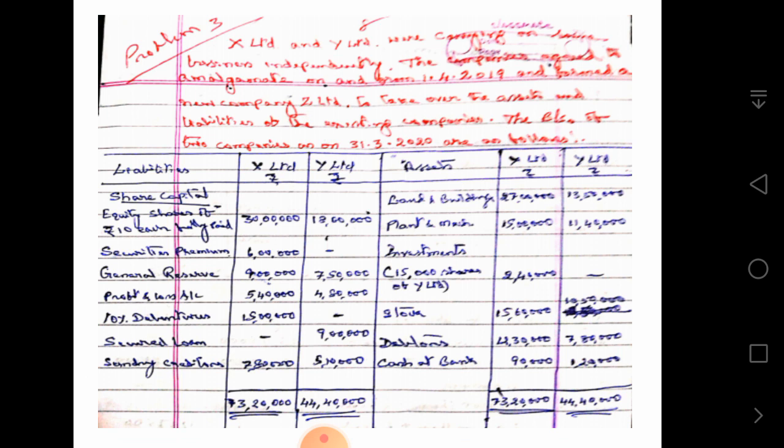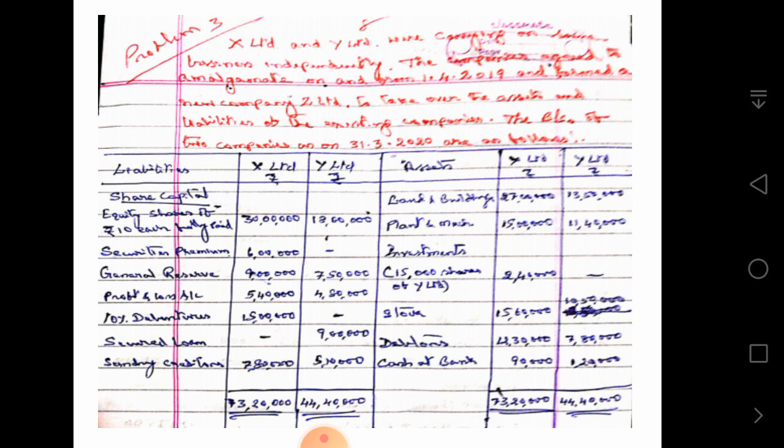Share capital: equity share capital 30 lakhs and 18 lakhs, securities premium 6 lakhs and nil, general reserve 9 lakh and 7,50,000, profit and loss account 5 lakh 40,000 and 4 lakh 80,000, 10% debentures 15 lakhs and nil, secured loan nil and 9 lakhs, creditors 7 lakh 80,000 and 5 lakh 10,000. Coming to assets, land and buildings 27 lakhs and 13 lakh 50,000, plant and machinery 15 lakhs and 11 lakh 40,000, investment 15,000 shares of Y Limited in X Limited, at 2 lakh 40,000. Stock 15 lakh 60,000 and 10 lakh 50,000, debtors 12 lakh 30,000 and 7 lakh 80,000, cash at bank 90,000 and 1 lakh 20,000.